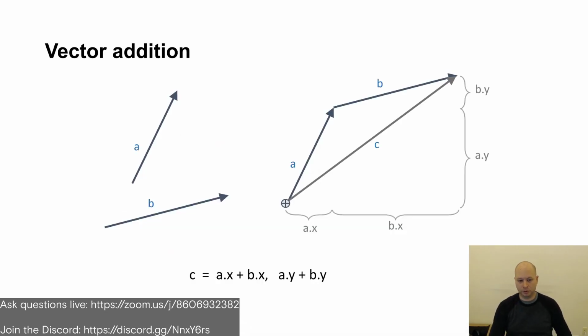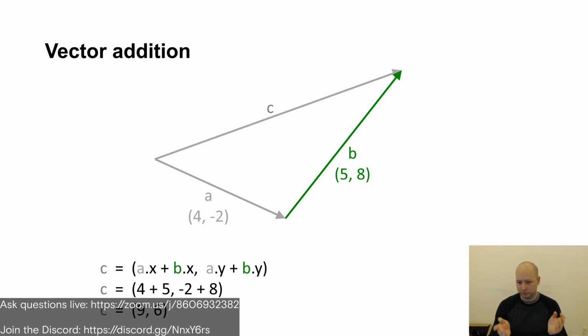To get the x value and the y value, respectively, of a combined vector, you just add together those components of each separately. So for c, the x of c is going to be equal to the x of a and the x of b combined, and the y of c is going to be the y of a and the y of b combined.